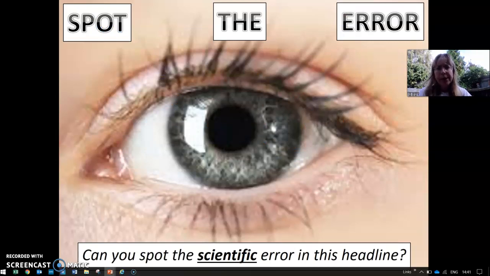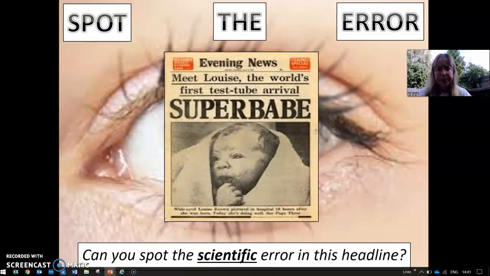Now, I wonder if you can spot the error over here. This is one of the news headlines that came out. Meet Louise, the world's first test tube arrival. Super babe.